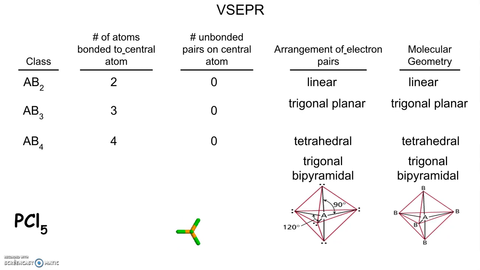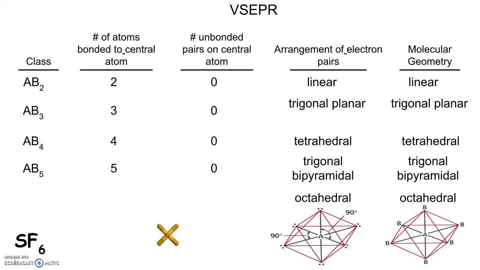Our next classification is AB5 or AX5, and phosphorus pentachloride is our example. We have 5 atoms bonded to the central atom with 0 unshared pairs around the central atom. Now notice, it creates a shape called trigonal bipyramidal. Notice, tri and bi, 3 and 2 make 5. That kind of helps you out a little bit. It also has 2 bond angles, 90 and 120.